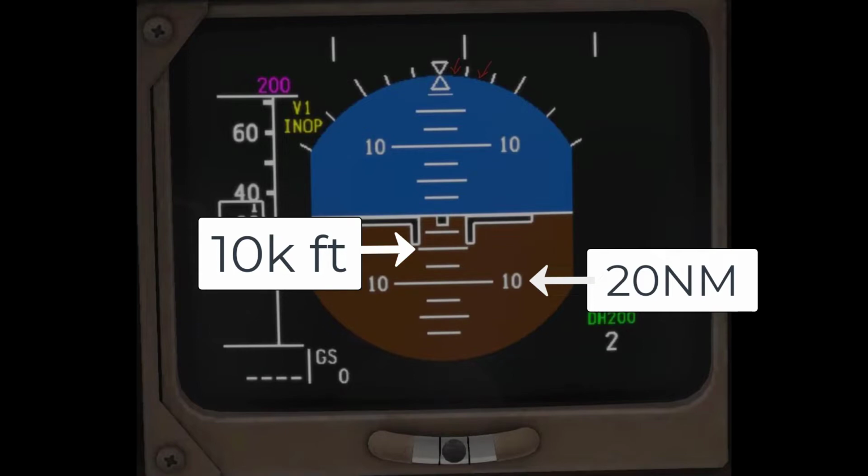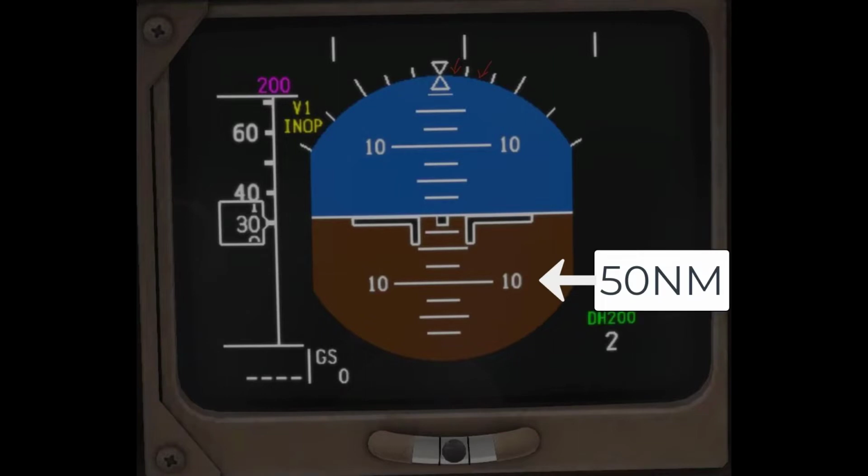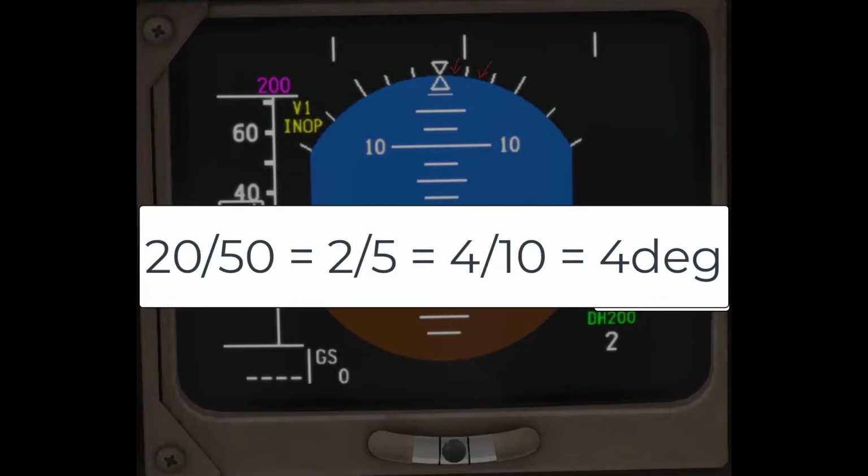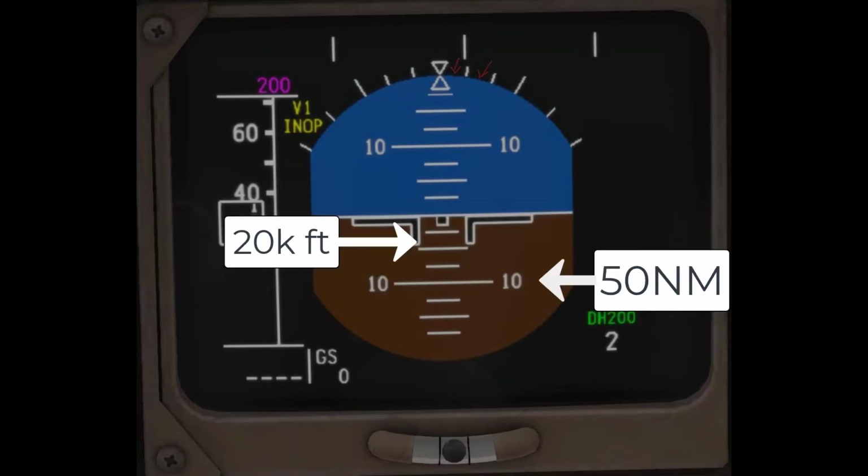In effect, I just calculated that if I want to descend 10,000 feet in 20 nautical miles, I need a 5 degree pitch change from my current attitude. Likewise, if I had 50 nautical miles to my destination and I needed to lose 20,000 feet, well, 2/5 is about 40%, which means that I need a 4 degree pitch change in order to effect that descent.